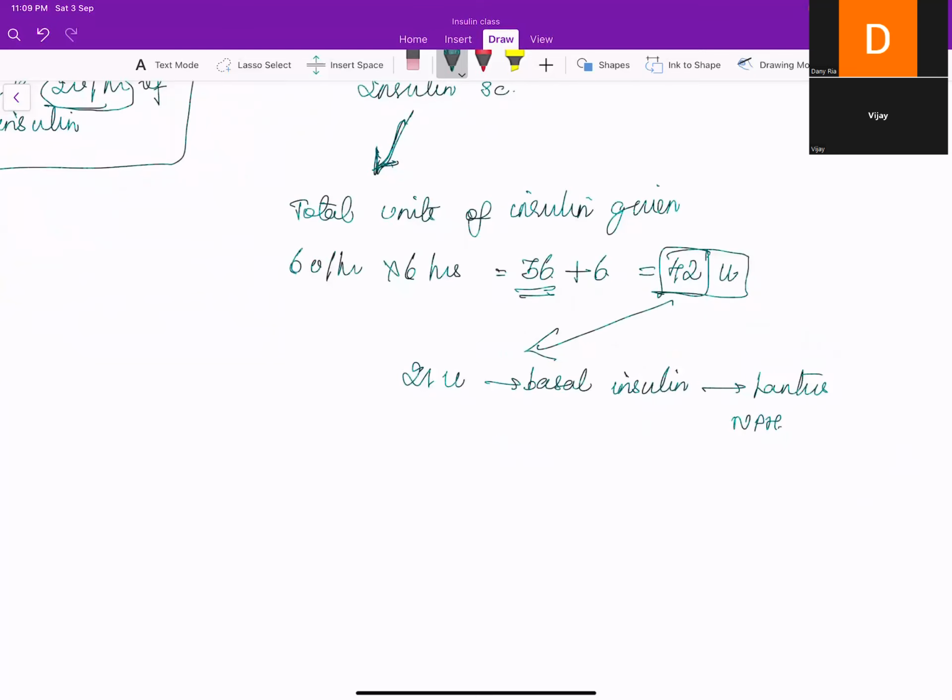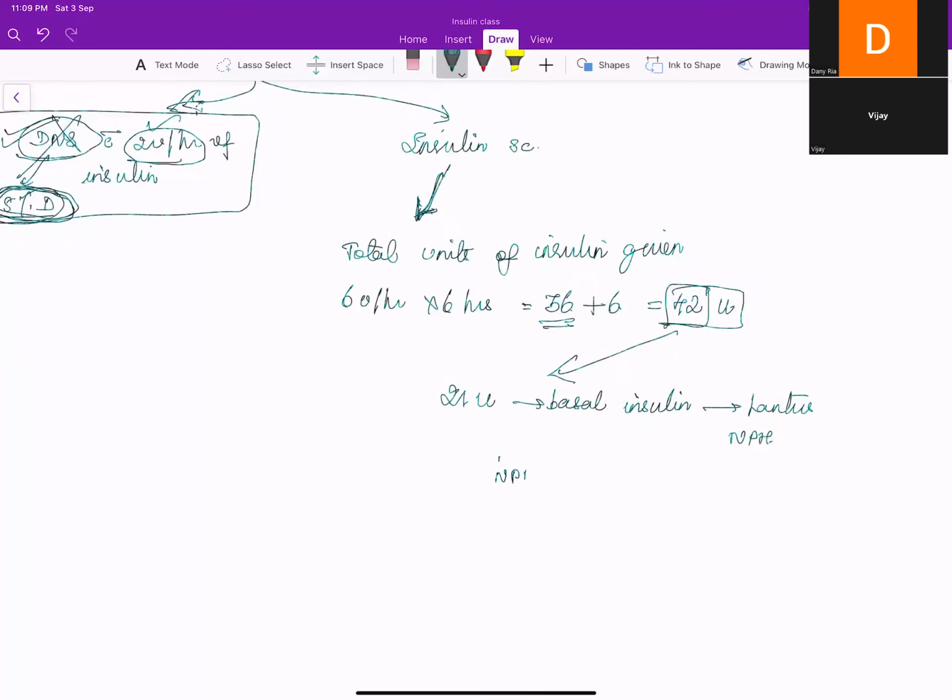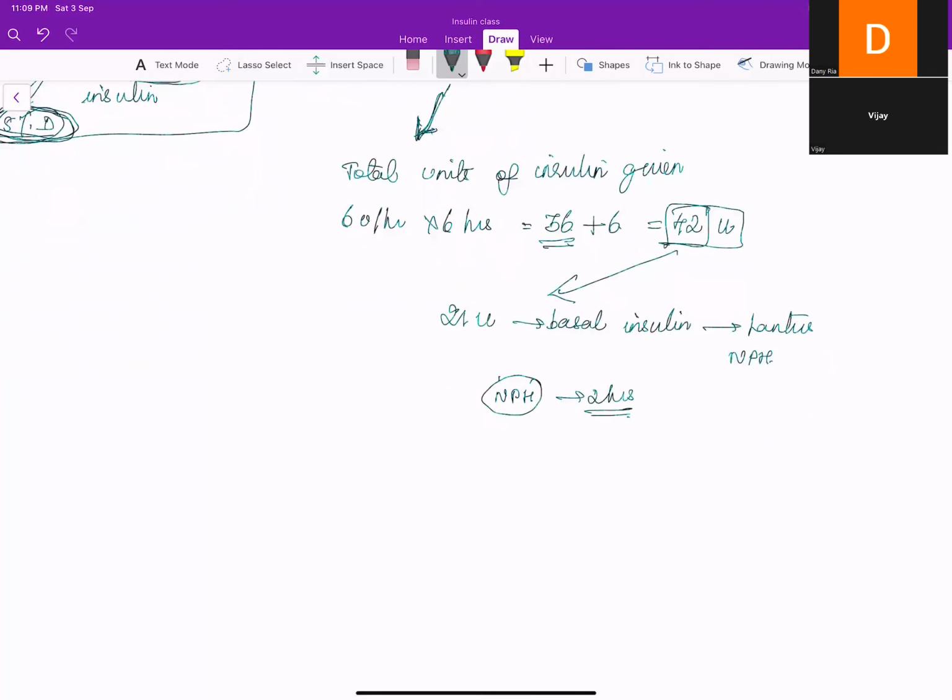But if you are giving NPH insulin, what is the problem? I told you NPH will start acting only after 2 hours. So if you give NPH insulin, you have to stop the insulin infusion after 2 hours. You are giving Lantus insulin, which is very easy. It will start acting in 1 hour.